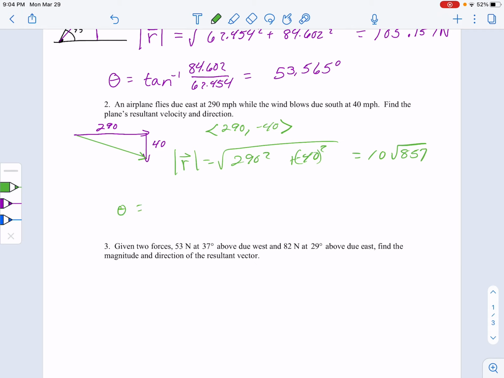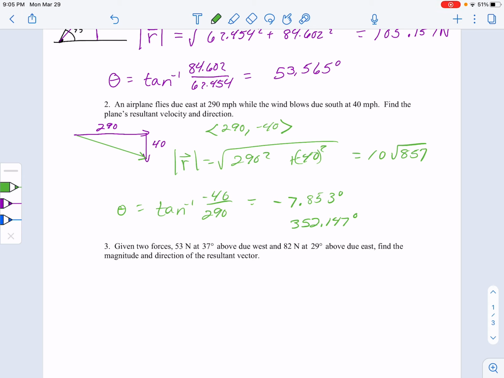My angle is the inverse tan of negative 40 over 290. Since it's in the fourth quadrant, a negative angle is fine. And I got negative 7.853 degrees. Or you can subtract it from 360, and you get 352.147 degrees. Either one works. Okay? So you need to know about your directions.